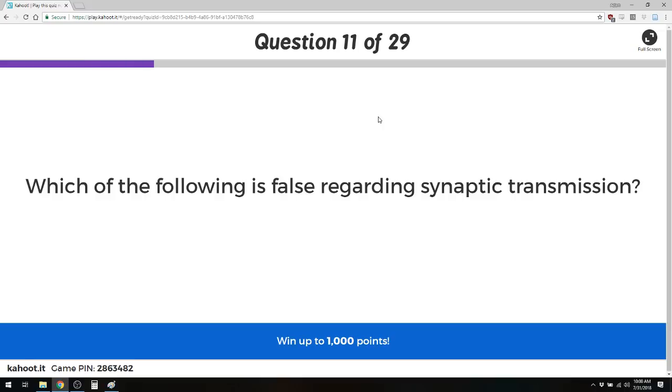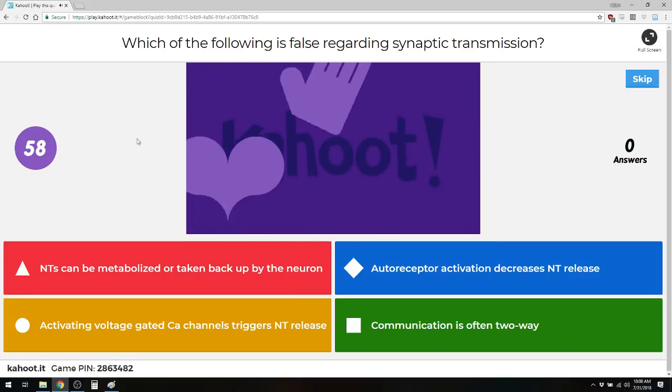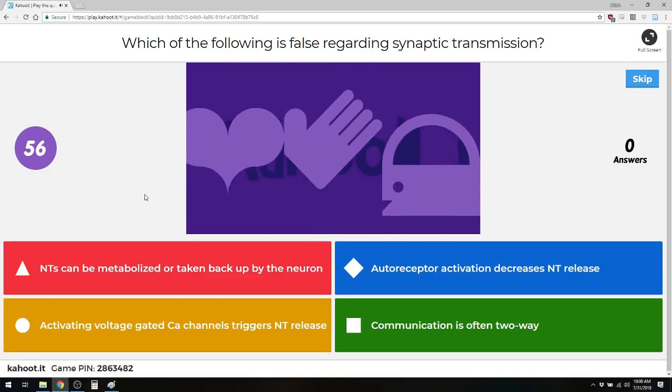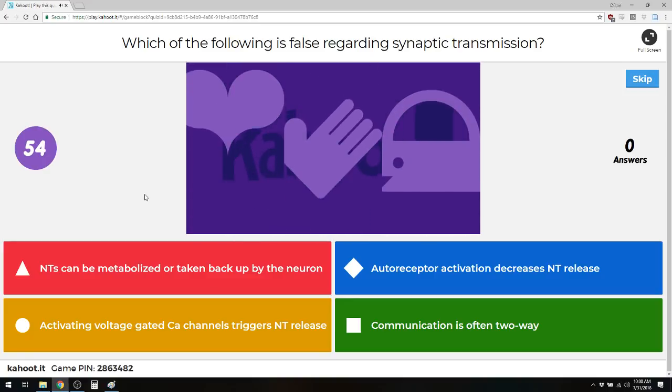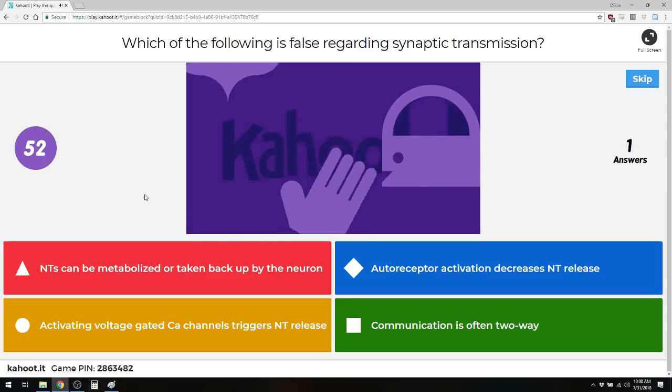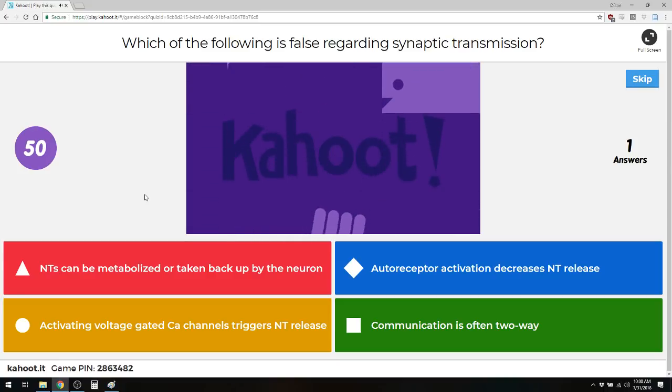Which of the following is false regarding synaptic transmission? Neurotransmitters can be metabolized or taken back up by the neuron. Autoreceptor activation decreases neurotransmitter release. Activating voltage-gated calcium channels triggers neurotransmitter release. Or communication is often two-way.